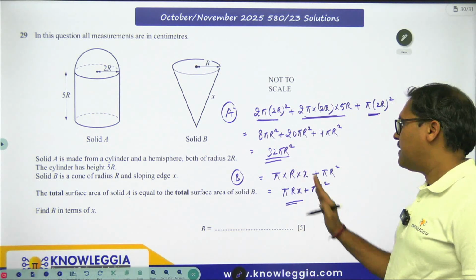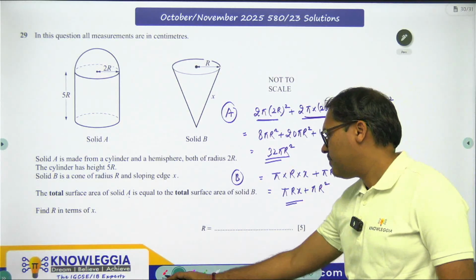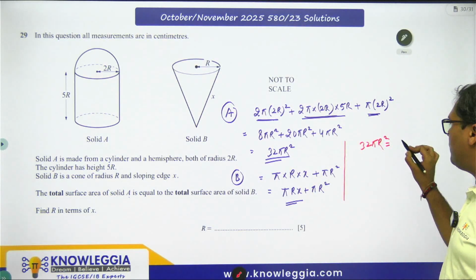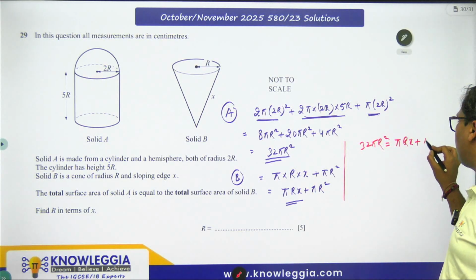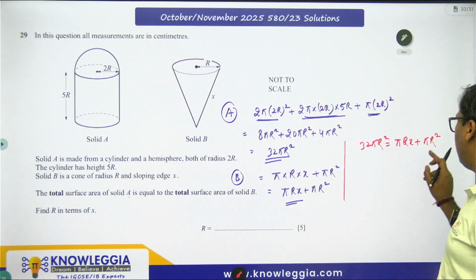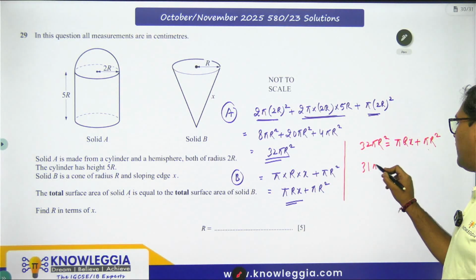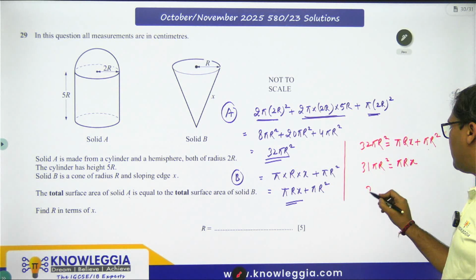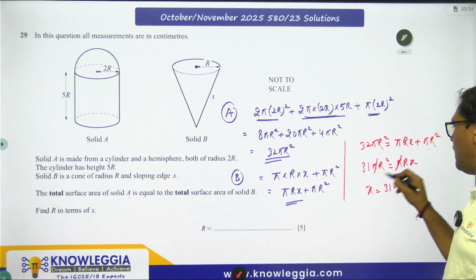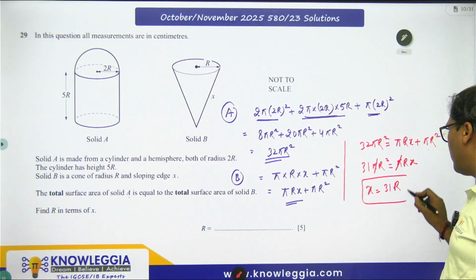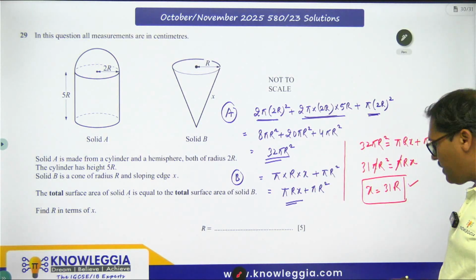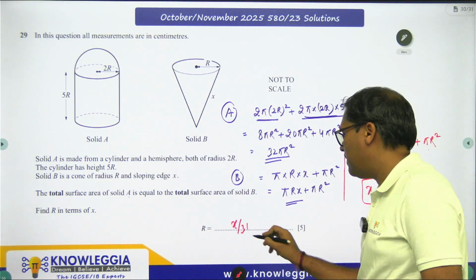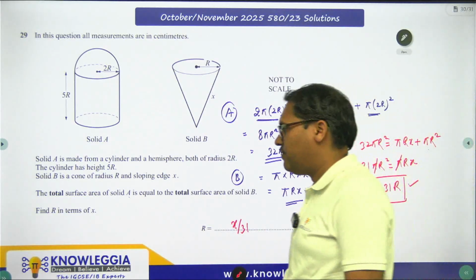This is clear. Now they are saying that these two are equal. So if I make them equal, this will become 32 pi r square is equal to pi r x plus pi r square. And you can clearly see, if I subtract this, this is 31 pi r square is equal to pi r x. Now I can cancel this pi r. So what is x? 31, pi is cancelled, r is cancelled. This is 31 r. So x is equal to 31 r. You have to find r. So what is r? This is x upon 31. That is x upon 31 is the correct answer for this question.